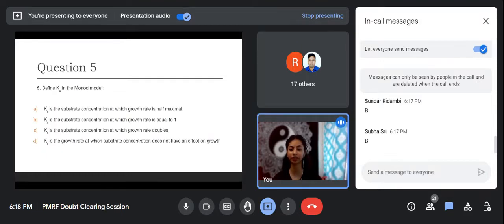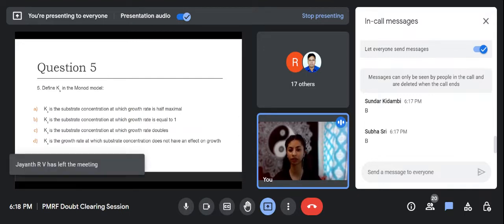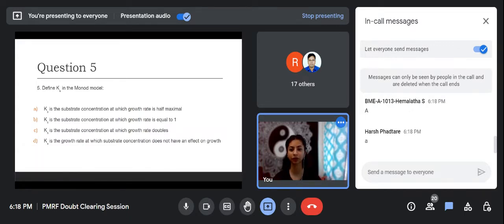So question number 5 will be define Ks in the Monod model. Ks is either the substrate concentration at which growth rate is half maximal. Or Ks is the substrate concentration at which growth rate is equal to 1. Or Ks is the substrate concentration at which growth rate doubles. Or Ks is the growth rate at which substrate concentration does not have an effect on the growth rate.